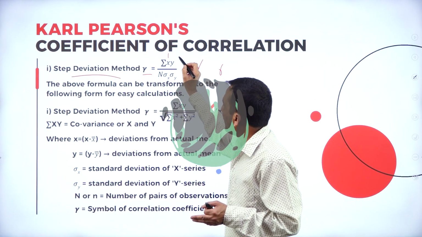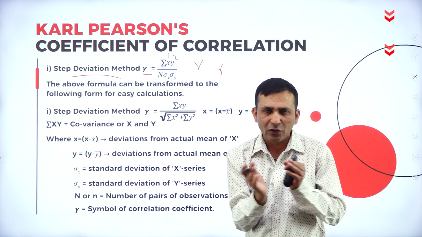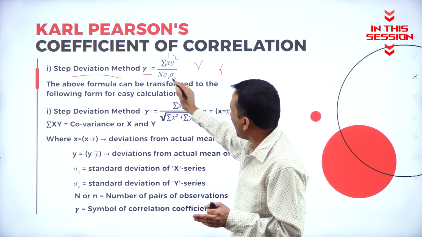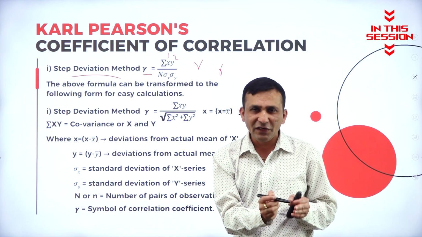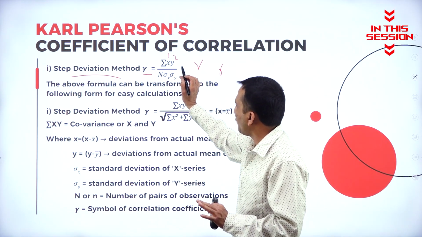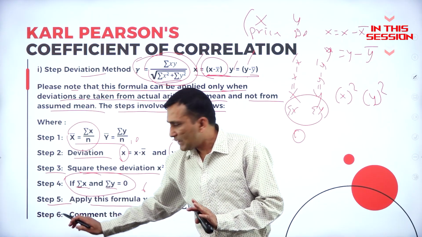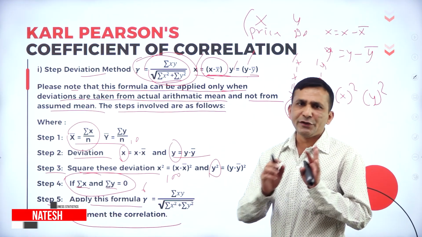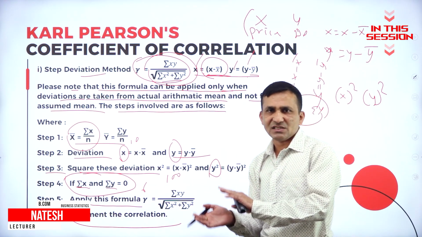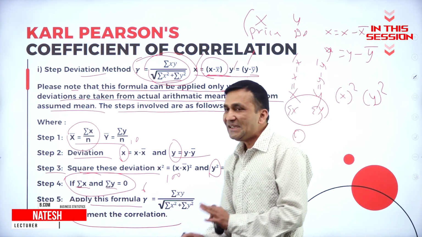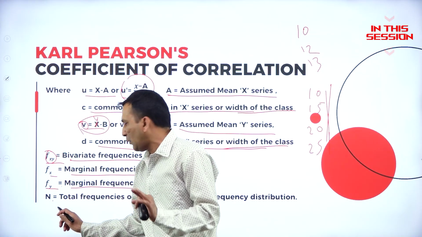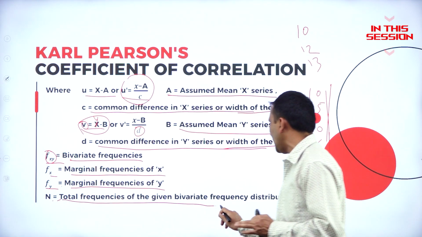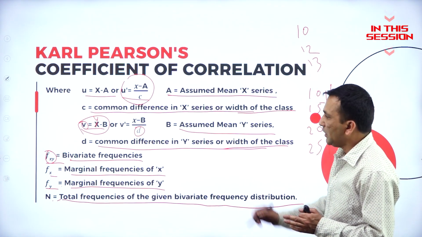X is one variable and Y is one variable, because two variables are very important, divided by n into the standard deviation of X and the standard deviation of Y. After calculating, based on the result you get, minus or plus or exactly 0, you write the correlation. According to the formula, n is the total frequency of the given bivariate distribution.